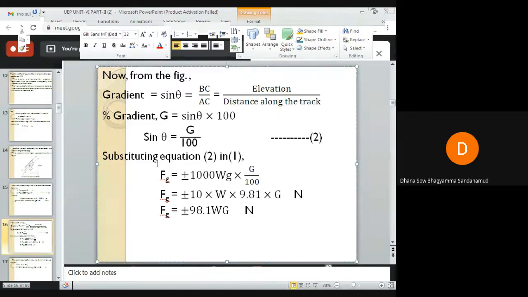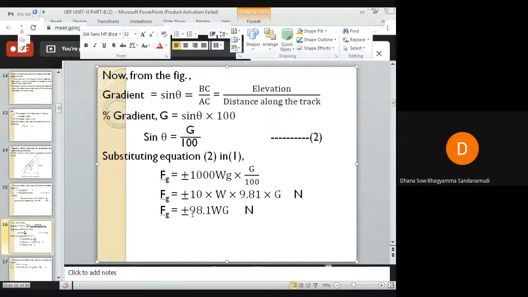Okay, sine theta is g by 100. So now substitute the sine theta, m value and g value in the above equation. M is 1000 W, g is 9.81, and sin theta is g by 100. Okay, 1000 by 100 you will get 10. So you just multiply this. Fg will be plus or minus 98.1 Wg newtons.